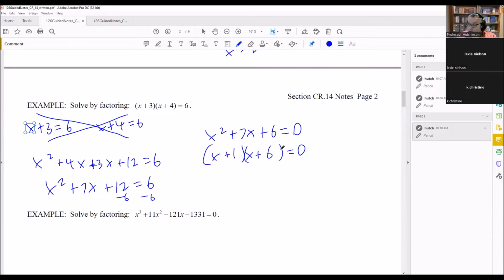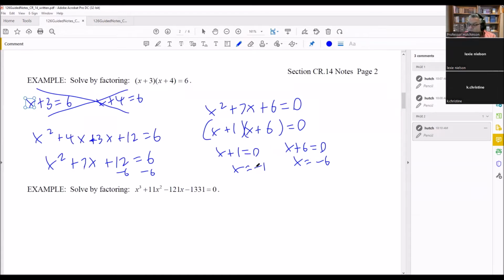And both of those right there, now I can set them equal to 0. x plus 1 equals 0. x plus 6 equals 0. I get x is equal to -1. x is equal to -6. So now I have the final answer, -1 and -6. So again, if you have a problem like that where it's not equal to 0, you want to always make it a 0 before you factor something and set it equal.